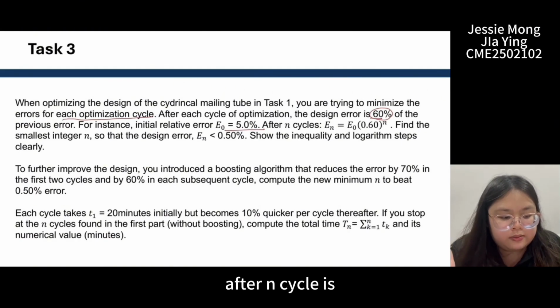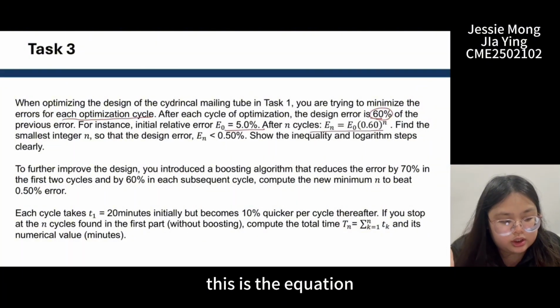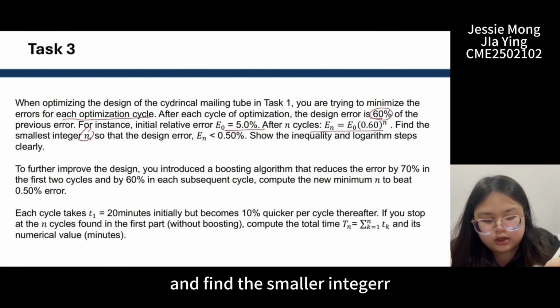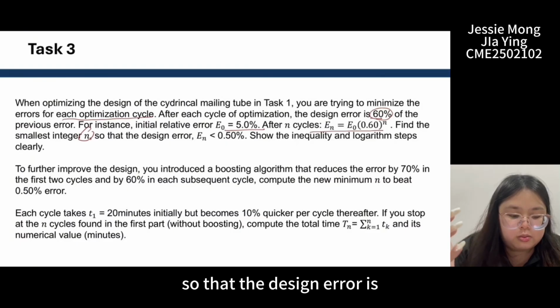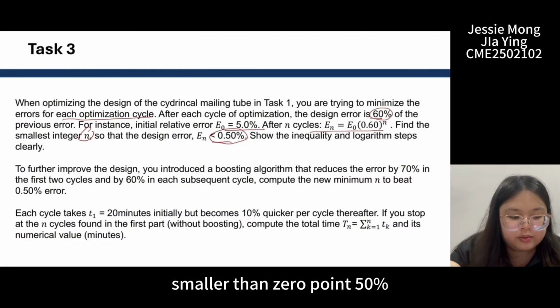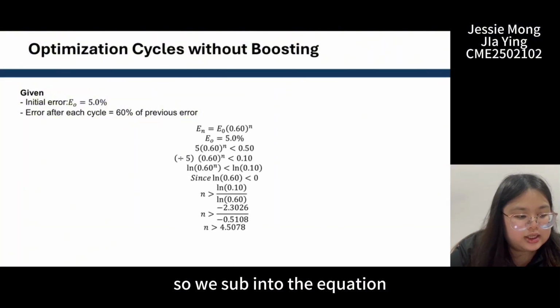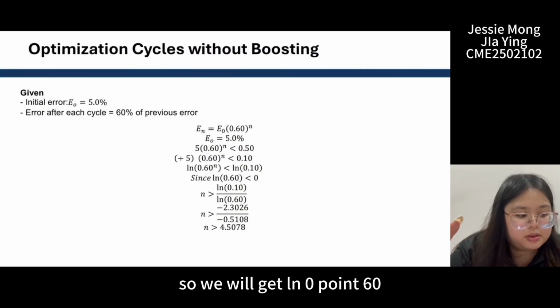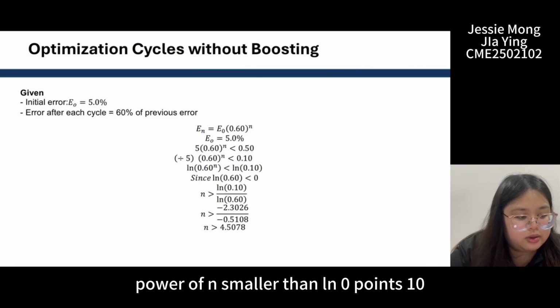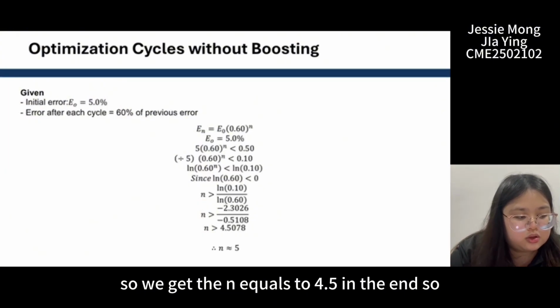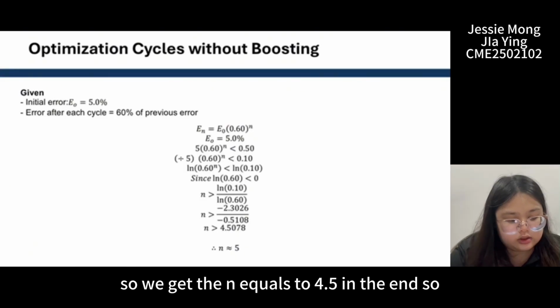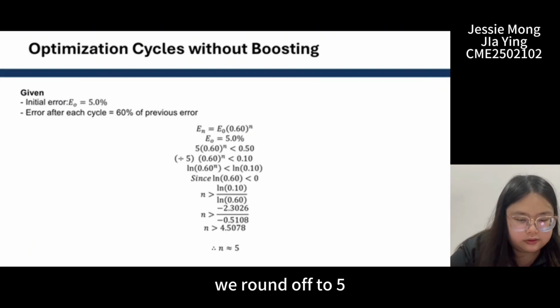After n cycles, this is the equation, and find the smallest integer n so that the design error is smaller than 0.50%. It is already given that E naught is equal to 5%, so we substitute into the equation, so we will get ln 0.60 to the power of n smaller than ln 0.10, so we get n equals 4.5 in the end, so we round up to 5.